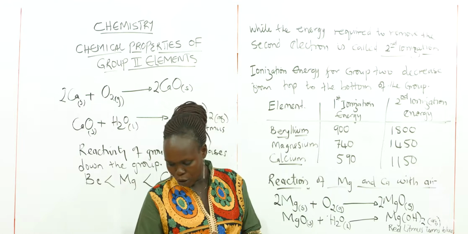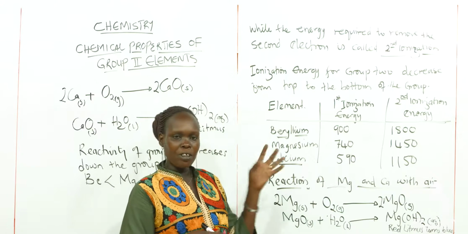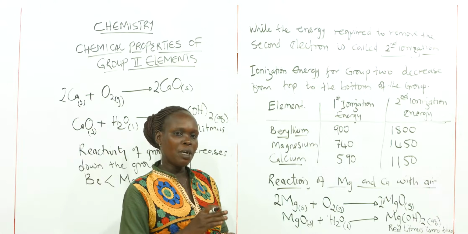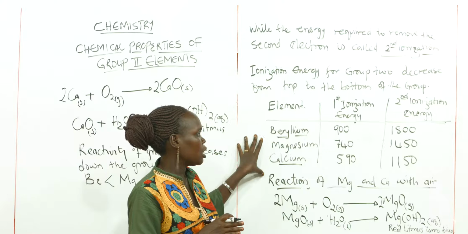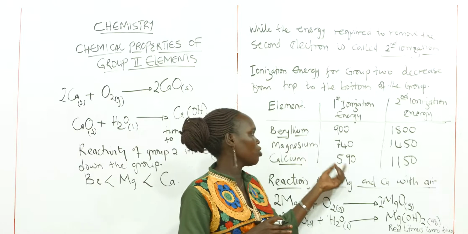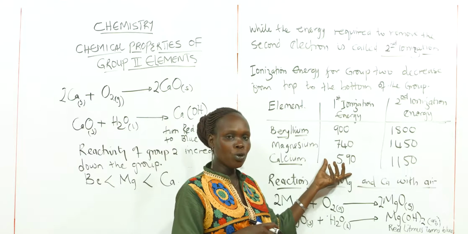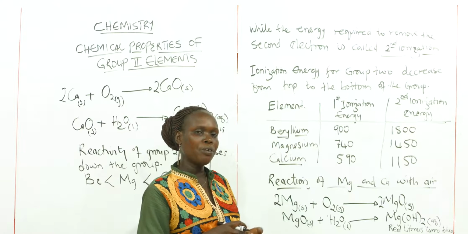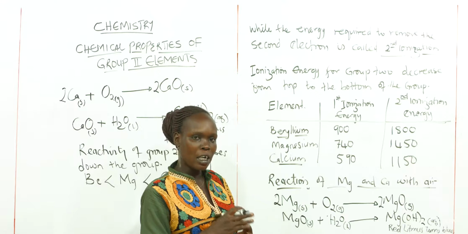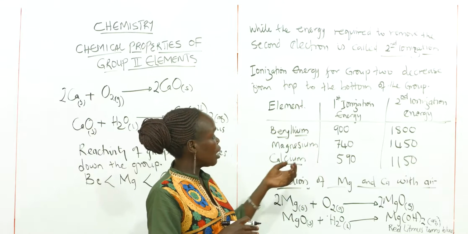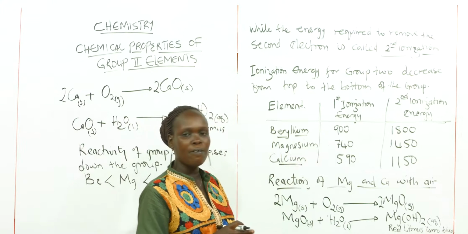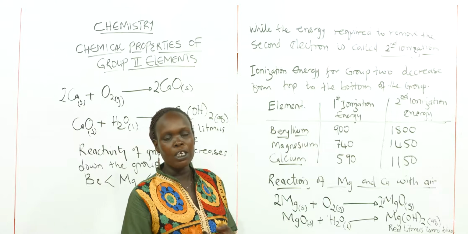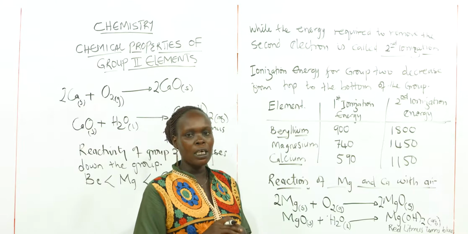Learners, we also need to know that the ionization energy is very important when we are dealing with the reactivity of the elements. That is why we say that the ionization energy decreases as you move down the group. The one with the lower ionization energy has a higher reactivity, and the one with the higher ionization energy has a low reactivity when exposed to other reagents.